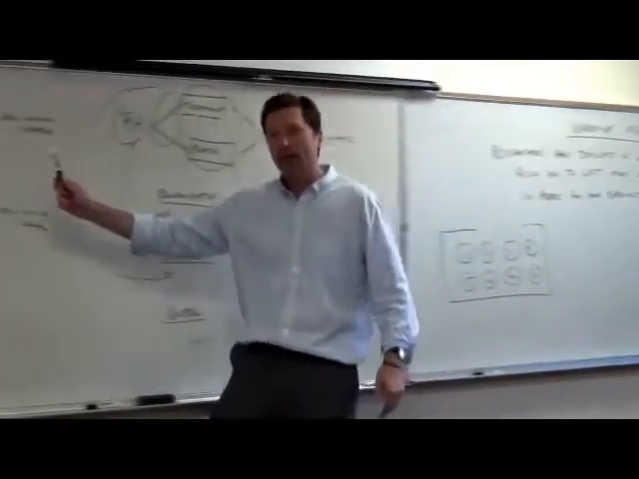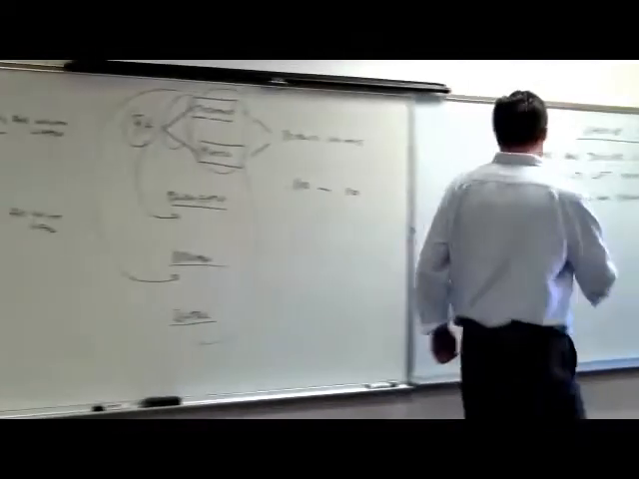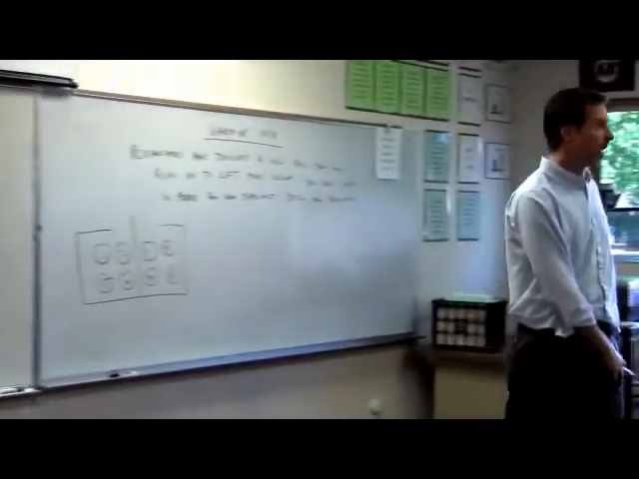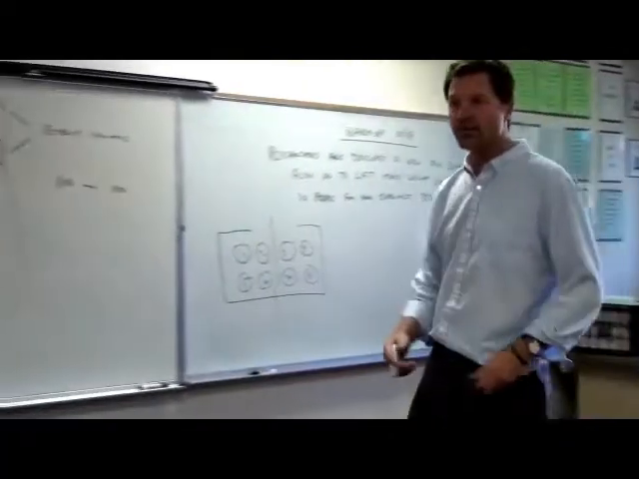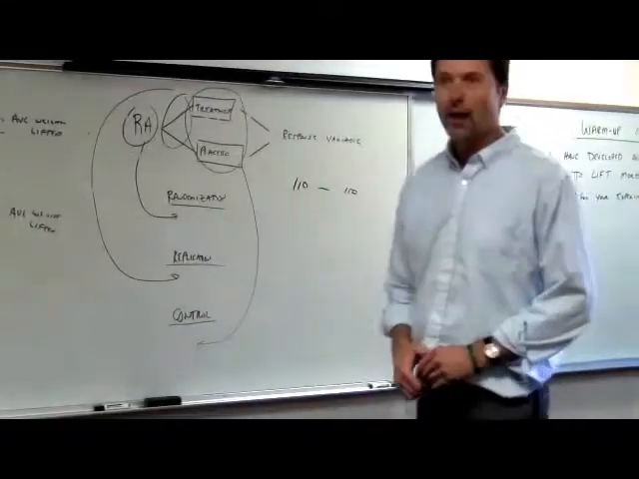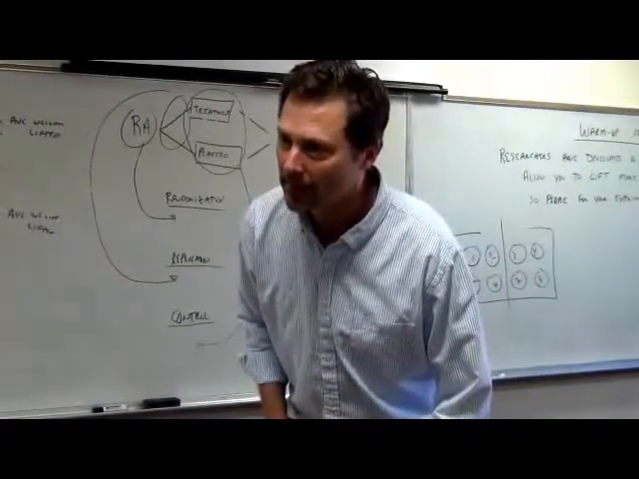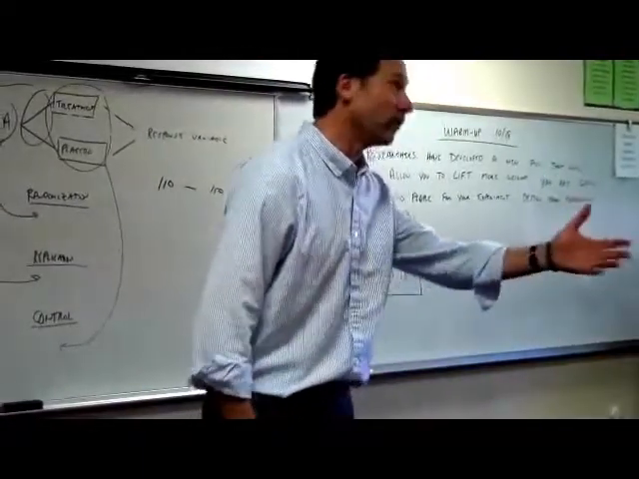So I could do a block design. I think that would kind of look like this. I cut them into 2 blocks. One side's going to get the new fertilizer. One side's going to get the old fertilizer. How would I determine which gets which? Flip a coin. You got to have a random mechanism.